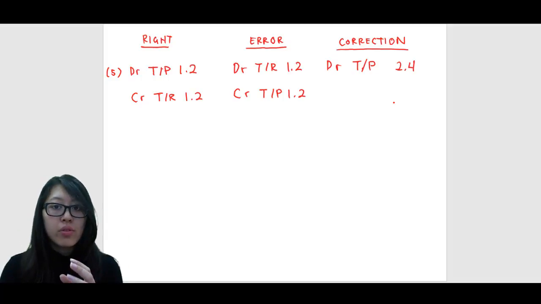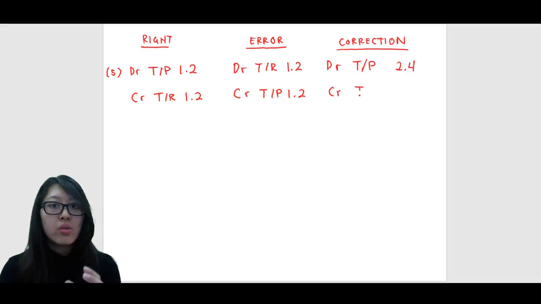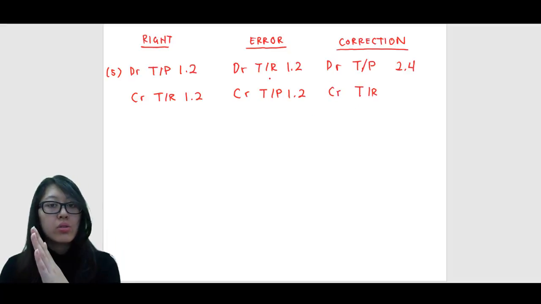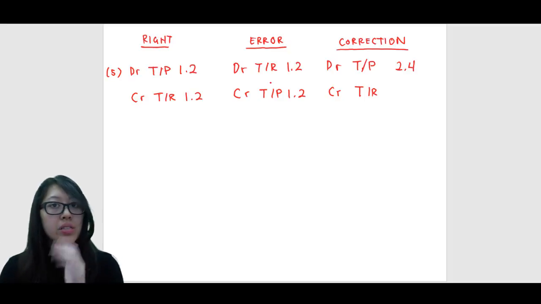So the same thing will go for trade receivables. We need to credit it once to bring it to zero or to eliminate the error, and then credit it again because that's the right adjustment. So we're going to credit the trade receivables by 2,400. Now as you can see, no suspense account was needed for this adjustment.